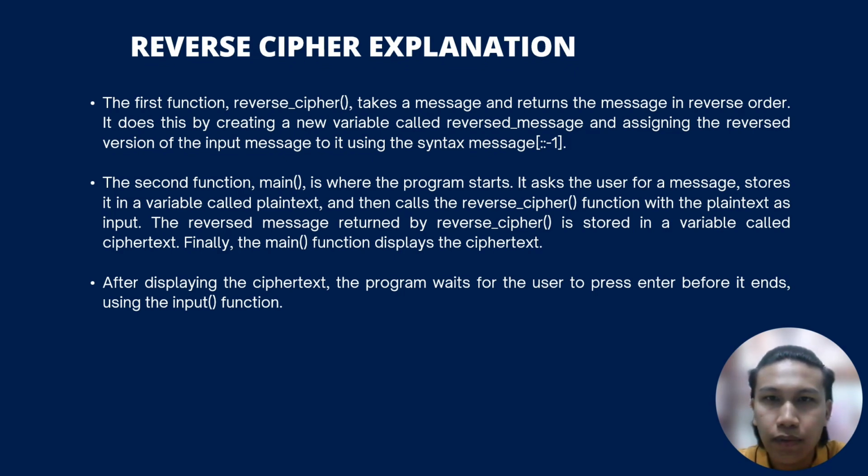It asks the user for a message, stores it in a variable called plain text, and then calls the reverse cipher function with the plain text as input. The reverse message returned by reverse cipher is stored in a variable called ciphertext. Finally, the main function displays the ciphertext. And last but not least, after displaying the ciphertext, the program waits for the user to press enter before it ends, using the input with parenthesis symbol function.